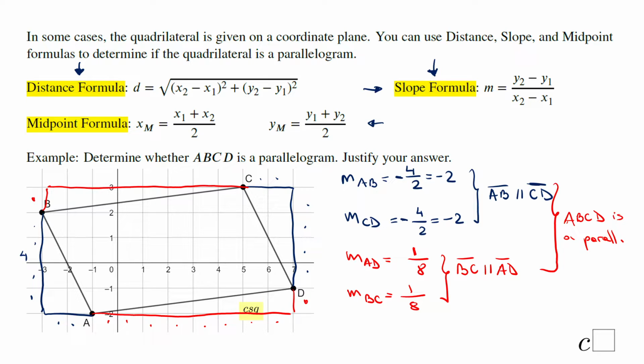Okay, so this is like a coordinate proof. We use formulas in the coordinate grid, and we prove that these two opposite sides are parallel. So that is the definition of a parallelogram.